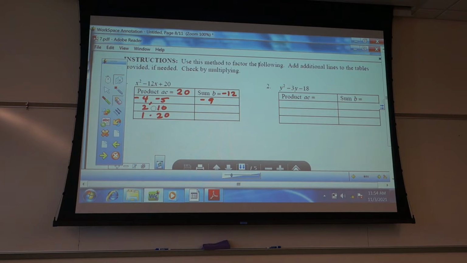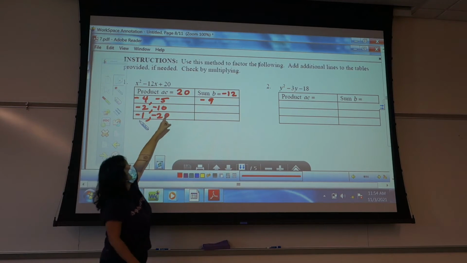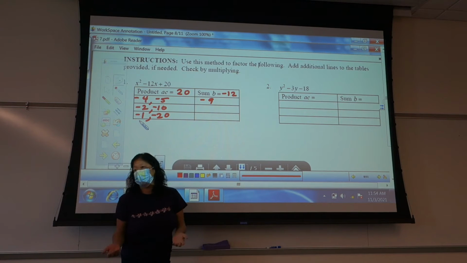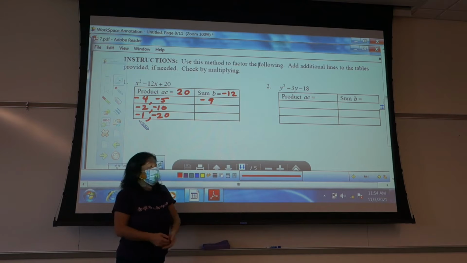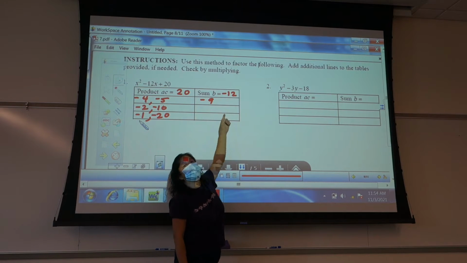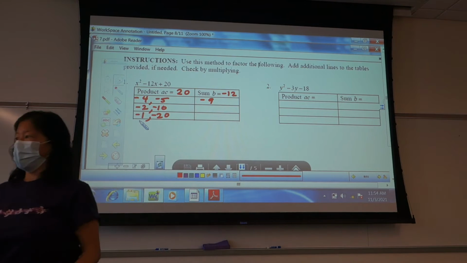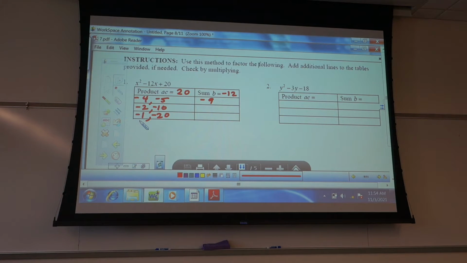So maybe I'll just write them like this. Two numbers that multiply to 20. And how do I know that they both need to be negative? My AC is positive, so they both have to be the same sign, both positive or both negative. But since they have to add up to a negative number, they both need to be negative. So just kind of use a little bit of trial and error with that, or a little bit of logic, either one.